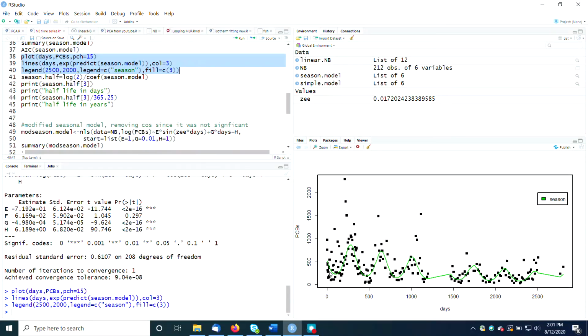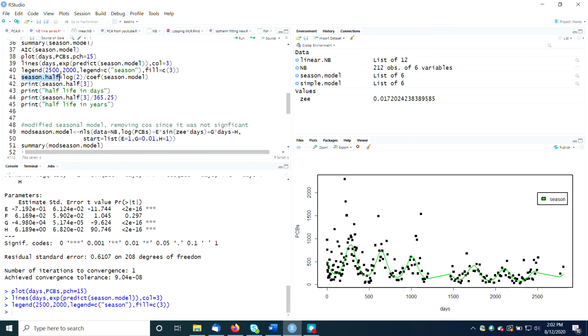Okay, so that's what the function looks like when we're using the sine and the cosine. It's much smoother because it's no longer dependent on the day-to-day variation in temperature. So a much smoother line, still capturing the data pretty well. And then we could figure out the half-life.